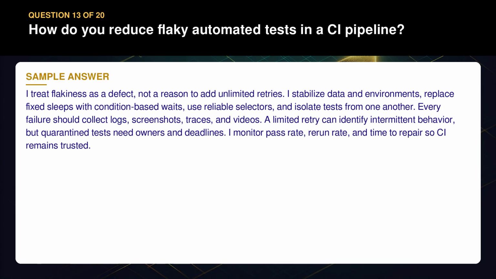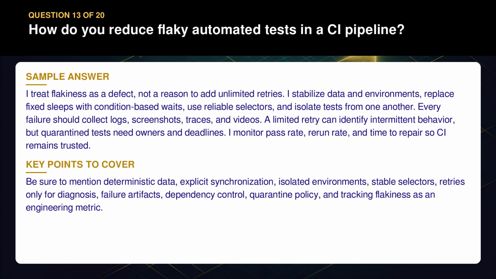A limited retry can identify intermittent behavior, but quarantined tests need owners and deadlines. I monitor pass rate, rerun rate, and time to repair so CI remains trusted. Be sure to mention deterministic data, explicit synchronization, isolated environments, stable selectors, retries only for diagnosis, failure artifacts, dependency control, quarantine policy, and tracking flakiness as an engineering metric.